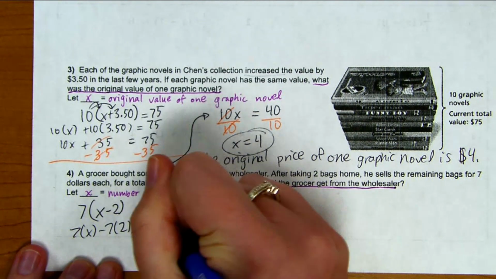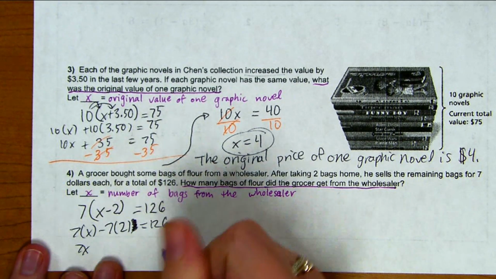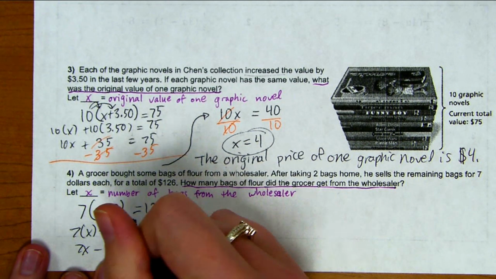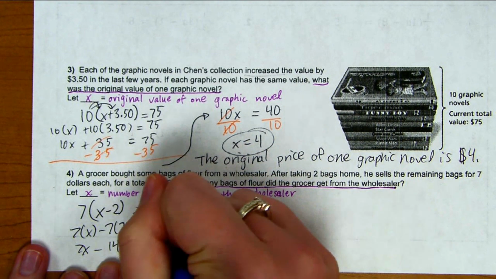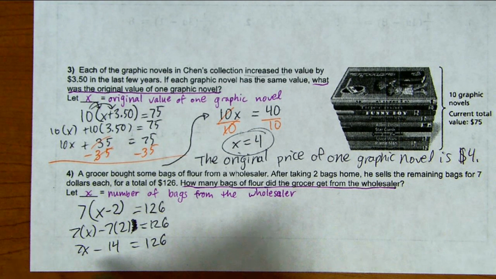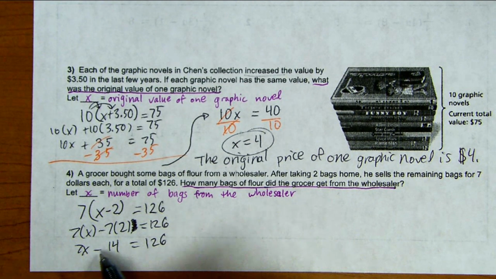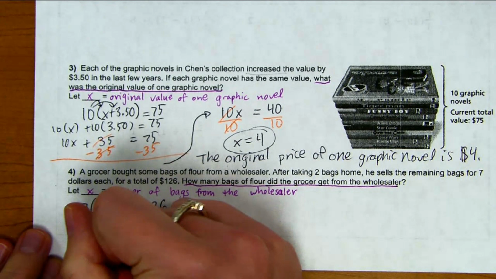Well, 7 times X is 7X, minus 7 times 2 is 14. That equals 126. At this point, there's no grouping, so I can go ahead and start removing whatever numbers I want. I want to remove this negative 14. I can do that by adding 14 to both sides of the equation.